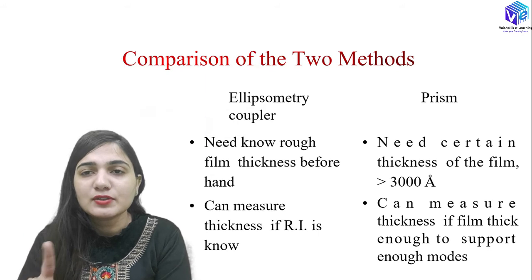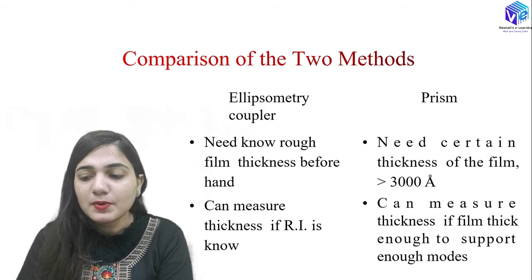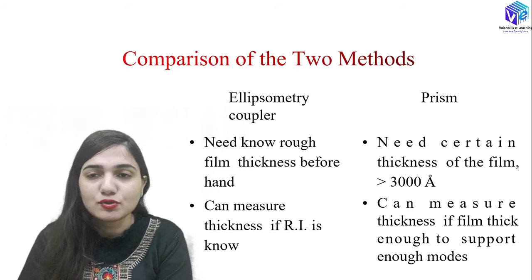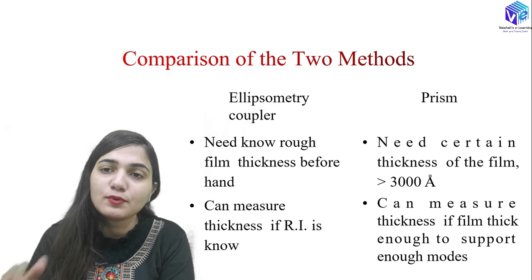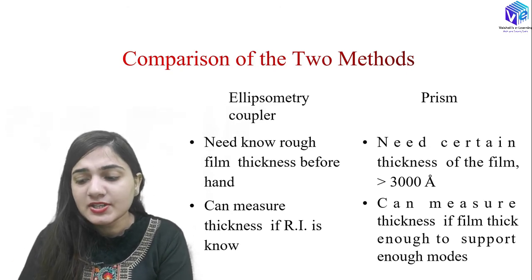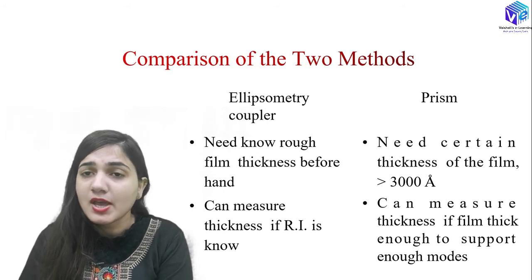If any one of them is known, then it can measure the other thing. So now coming to the prism. The prism needs a certain thickness of the film, greater than 3000 angstrom. So it can measure only those films which are thicker than 3000 angstrom. It can measure thickness if the film thickness is enough to support enough modes.